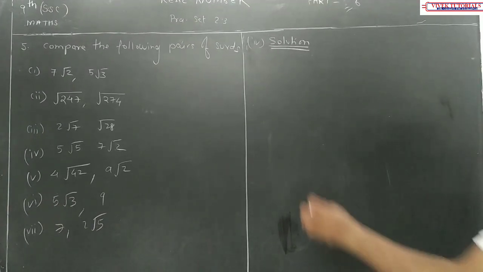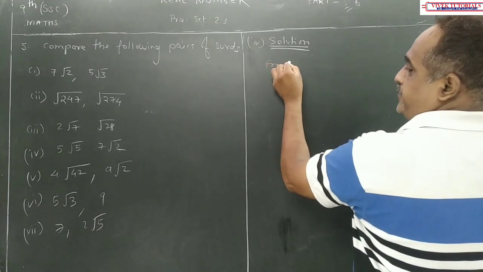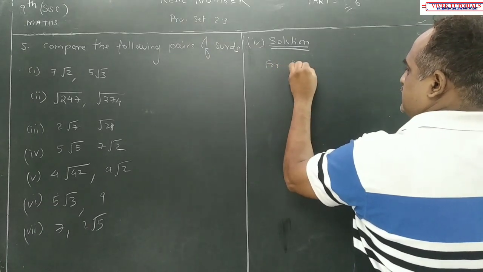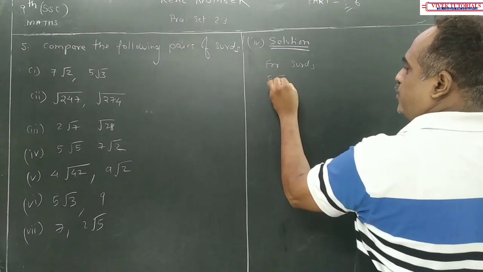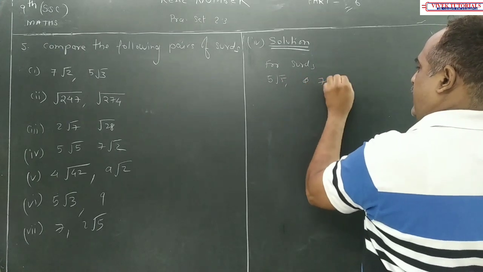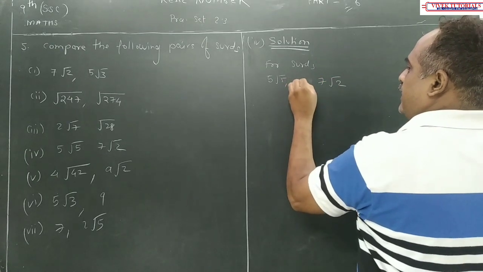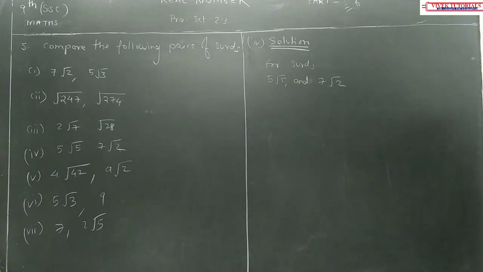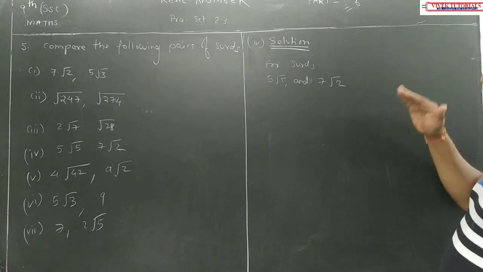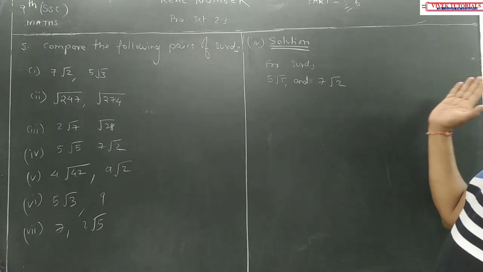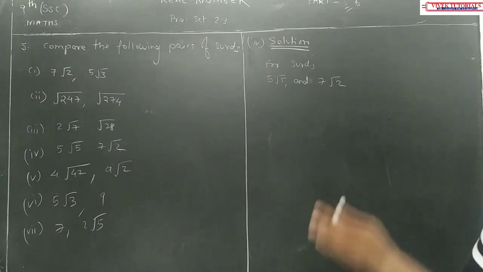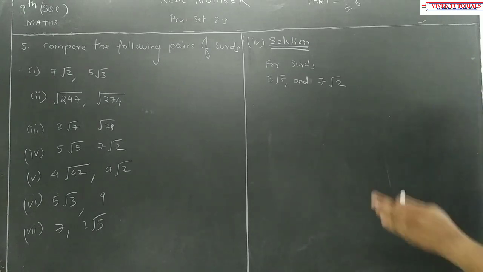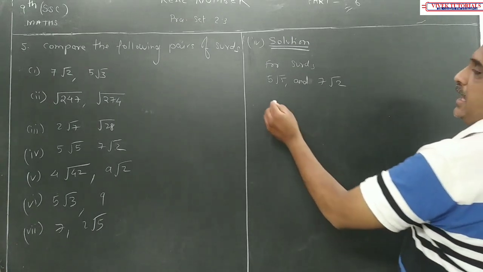Now fourth question for surds 5 root 5 and 7 root 2. For this type of questions, I think now you can do your own. So you do one thing, pause the video, do your own, and then you compare what I am going to do. Okay? So you pause the video and you continue. I am going to continue over here.